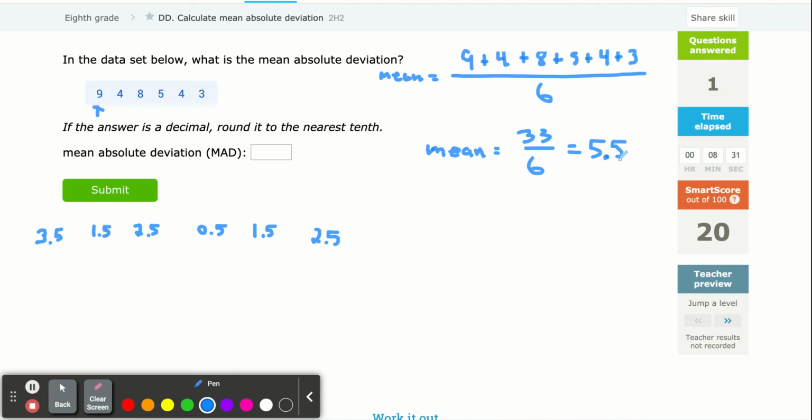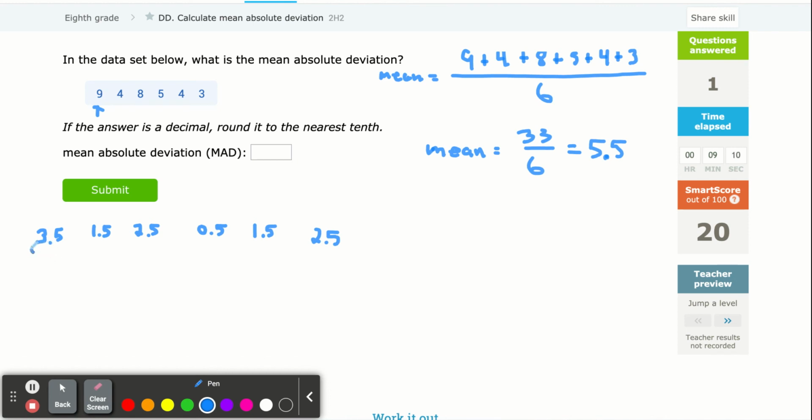In other words, 9 minus 5.5 is 3.5. 5.5 minus the 4 is 1.5. If you did 4 minus 5.5, you'd have a negative 1.5, but just drop the minus sign. Do not keep your negatives. You want the distance, and distance is always positive. 8 minus 5.5 is 2.5. 5 minus 5.5 is 0.5. 4 minus 5.5 would be a negative 1.5, but I drop the minus sign. Don't keep it. We want its distance. 3 minus 5.5 is a negative 2.5, but I drop the minus sign because I want its distance, and I don't treat distance as negative.